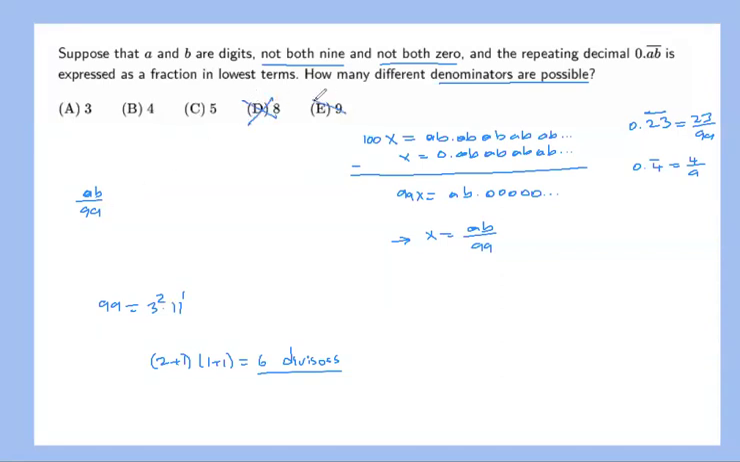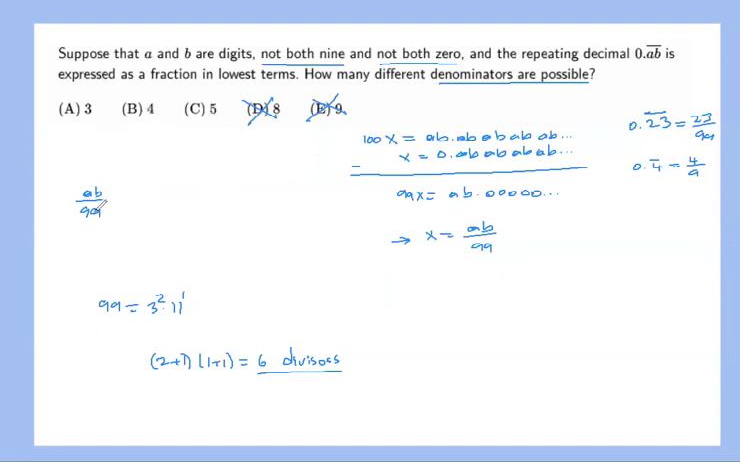So now the question is, if I choose A and B to be 9, 99 over 99 is going to be 1. But I cannot have both 9, which is why we will have at most 5 different denominators. So we'll see if this is achievable.